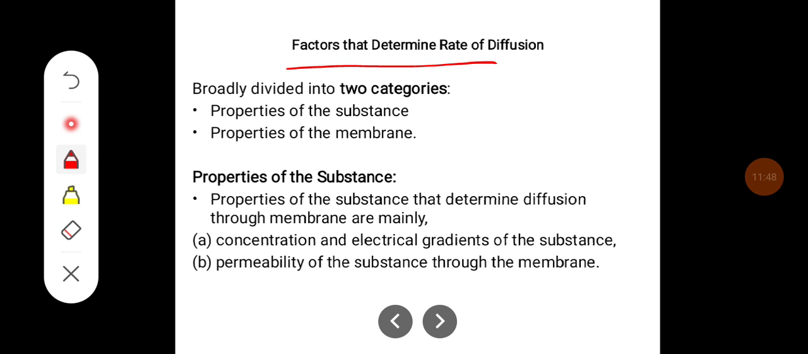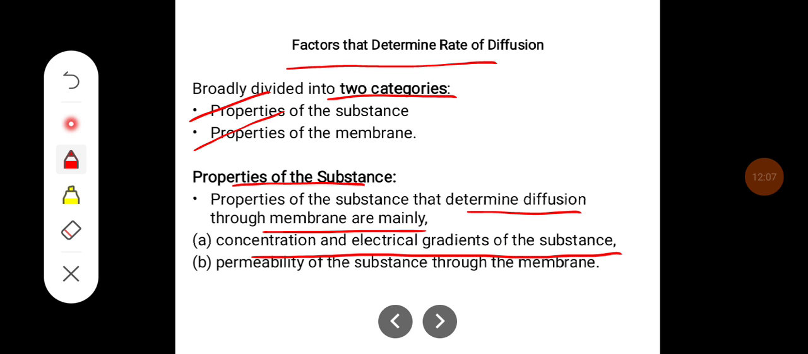Factors that determine the rate of diffusion can broadly be divided into two categories: the properties of substances and properties of the membrane. So, properties of the substances that determine diffusion through the membrane are mainly the concentration and electrical gradient of that substance and permeability of the substance through the membrane.